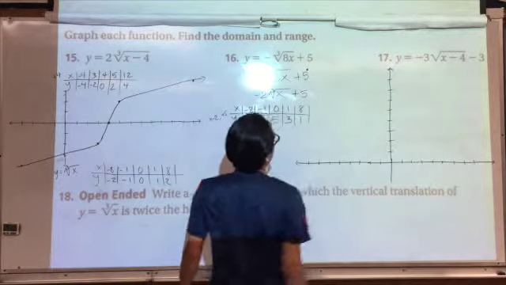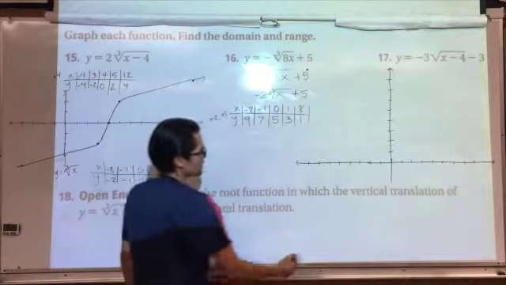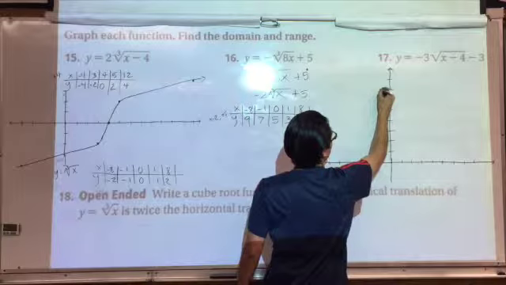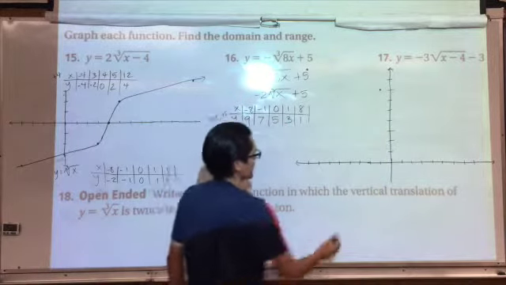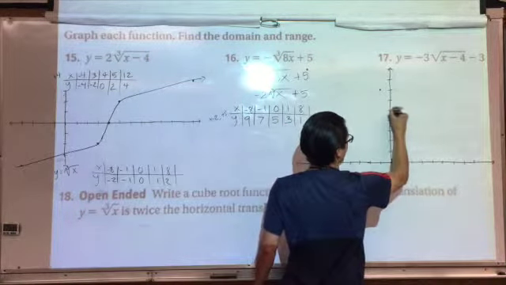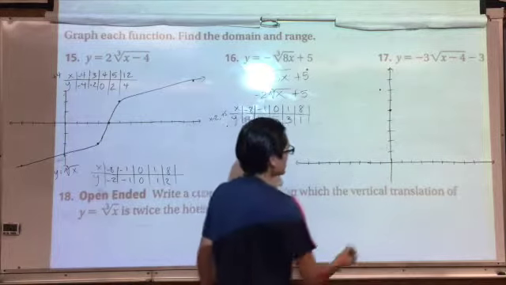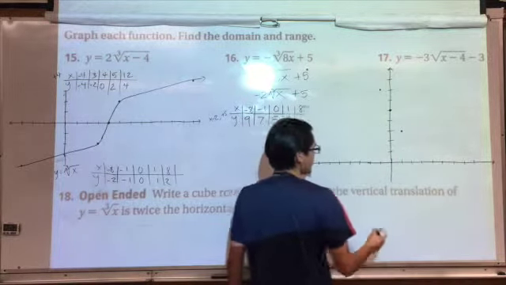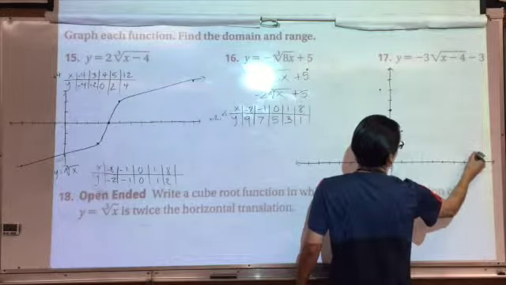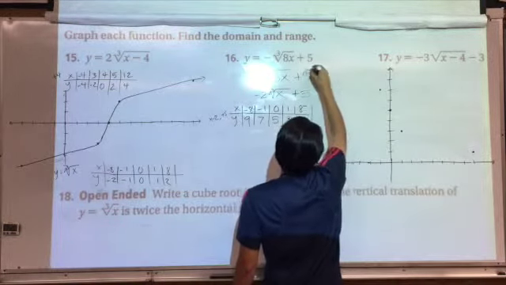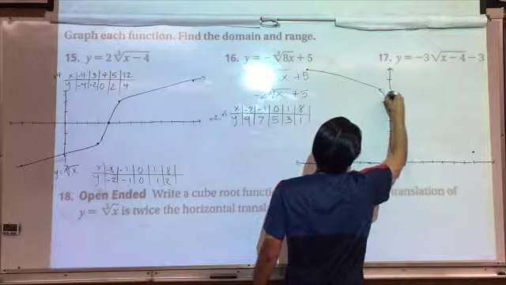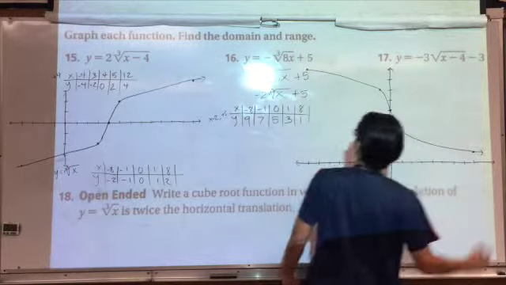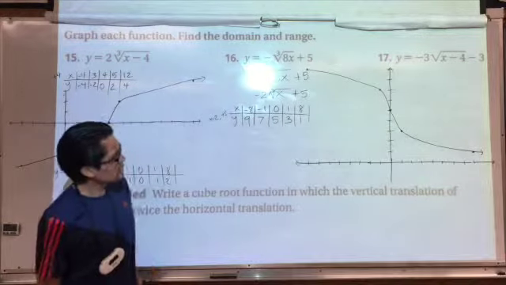Right there at the top of my graph. Negative 1, 7. Negative 1, 1, 2, 3, 4, 5, 6, 7. Right here. 0, 5. 0, 1, 2, 3, 4, 5. Right there. 1, 3. 1, 1, 2, 3. Right there. And 8, 1. Right there. Here's my graph. There you go. There's your graph.